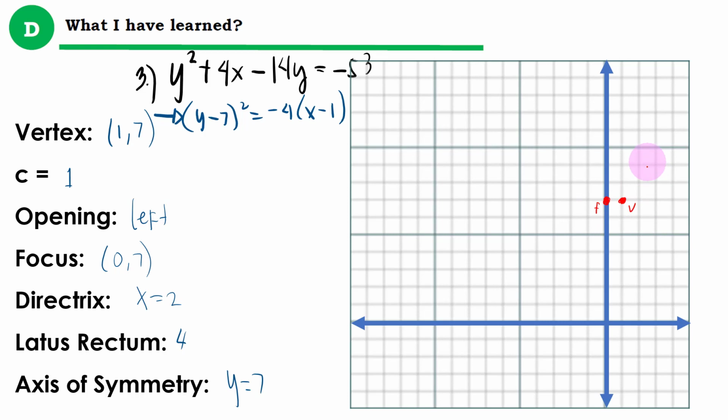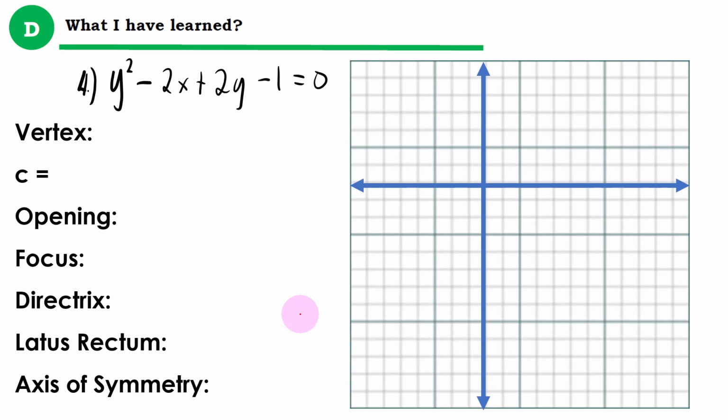Okay? At ang directrix natin is nasa x equals 2. Yan. X equals 2. Mas maganda kung gagamit ng ruler, ha? Okay. And then, our latus rectum is 4. So, bilang tayo ng tig-2 units sa taas at sa baba. So, ito yon at saka ito. Okay? And then, the axis of symmetry, again, it will always intersect the focus and the vertex. Okay? And then, we plot, and then we sketch the graph. Okay, so that's the graph of y squared plus 4x minus 14y equals negative 53.